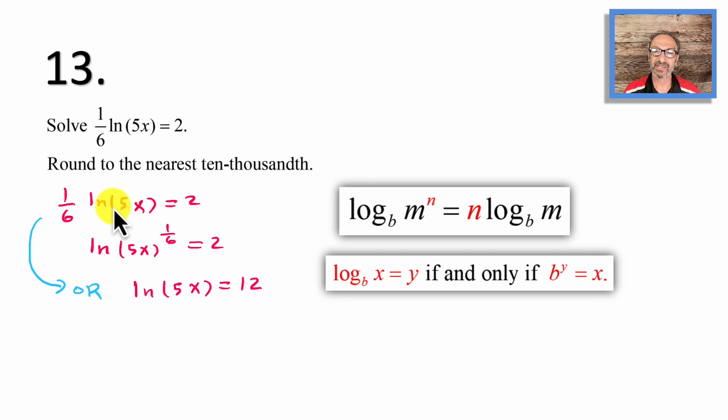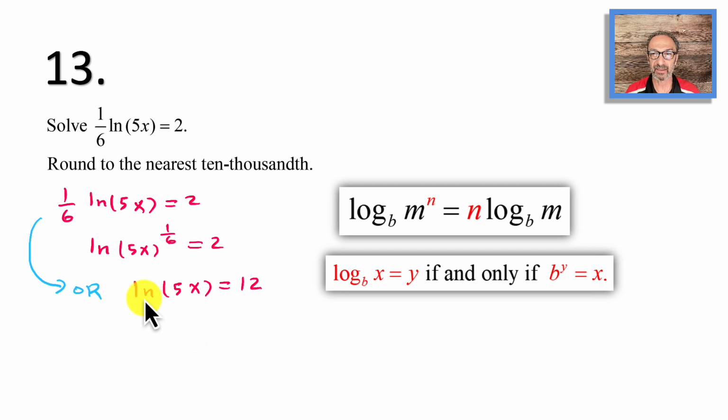Multiplying both sides by 6 to leave ln alone by itself will force the 2 to be 12. As you could see, times 6, times 6. This will cancel. 6 times 2 is 12.